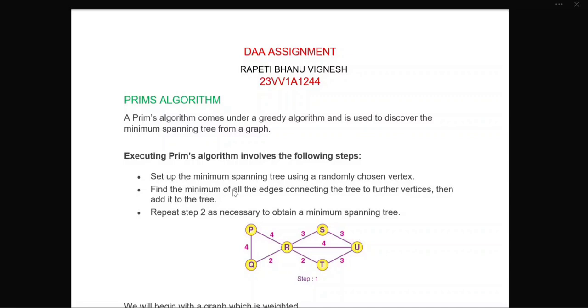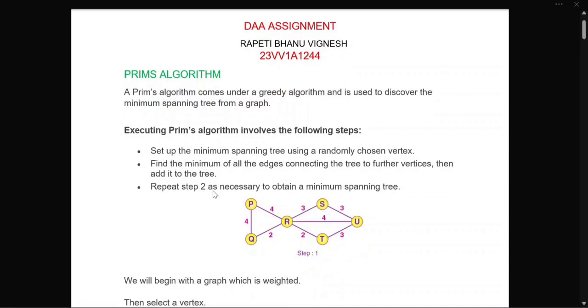Executing Prim's algorithm involves the following steps. Set up the minimum spanning tree using a randomly chosen vertex. Find the minimum of all edges connecting the tree to further vertices, then add it to the tree. Repeat step 2 as necessary to obtain a minimum spanning tree.